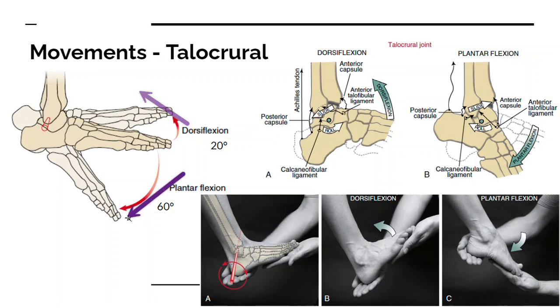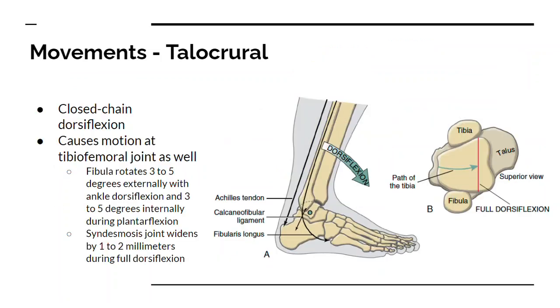So dorsiflexion is when you put your toes toward the leg. So this is in a dorsiflex position. Plantar flexion is when you point your toes. And these are both open chain movements, right? You're moving the distal part of the body.